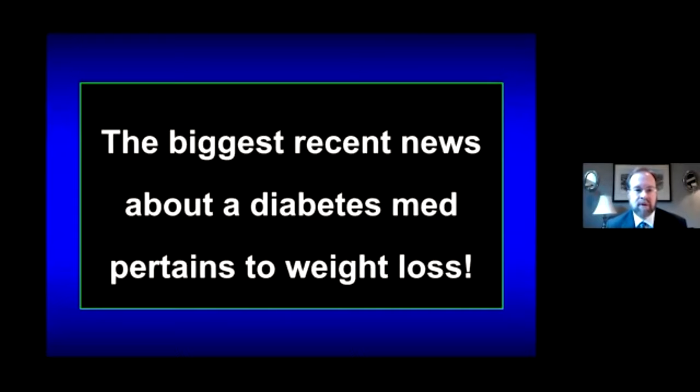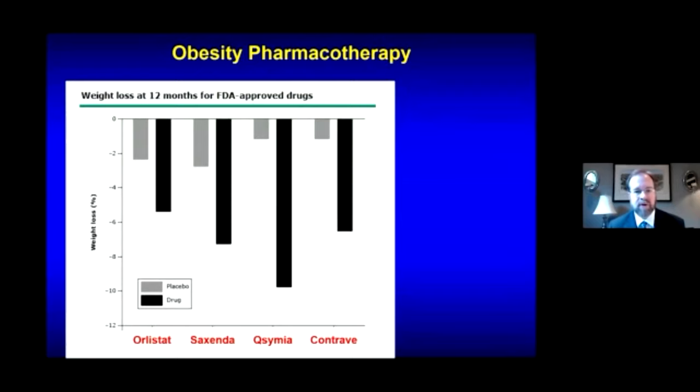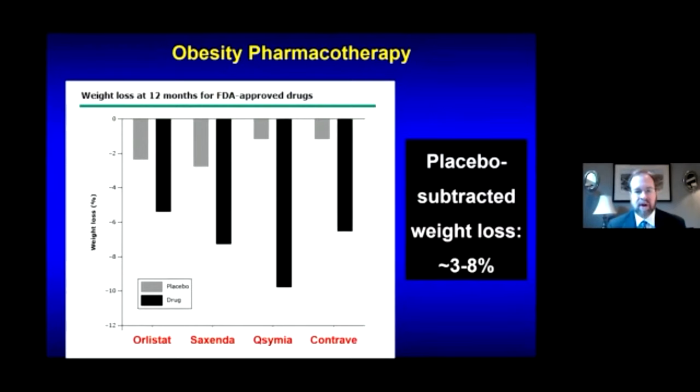Now, the biggest recent news in diabetes pertaining to a diabetes medication actually pertains to weight loss. Weight loss in the past was achievable through six classes of prescription weight loss drugs. Not long ago, one of them dropped out for side effects, so we now have five classes, and they cause some weight loss. Here's a summary of some of them. The black shows you the drug-induced weight loss at a year versus the placebo weight loss, and overall, in general, prescription weight loss drugs cause a placebo-subtracted weight loss of about 3 to 8%. It's significant, it's important, but it's, you know, not exactly earth-shaking.